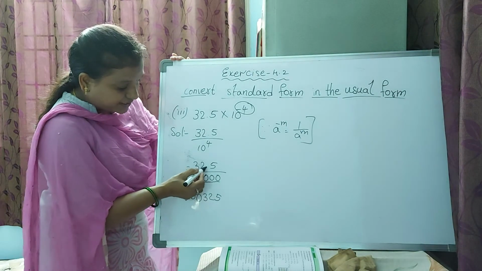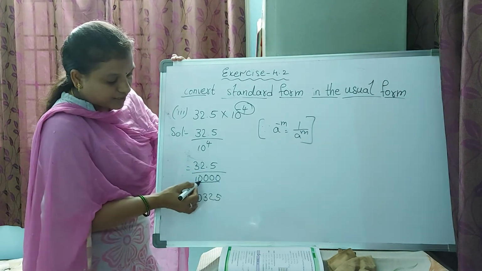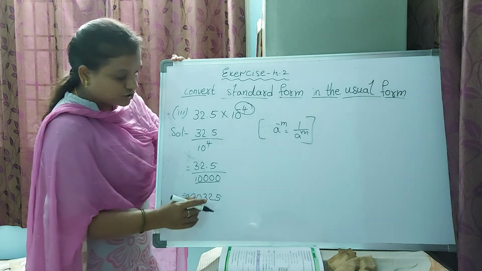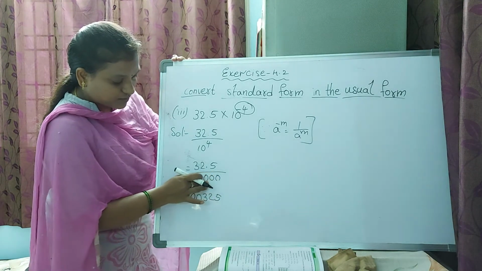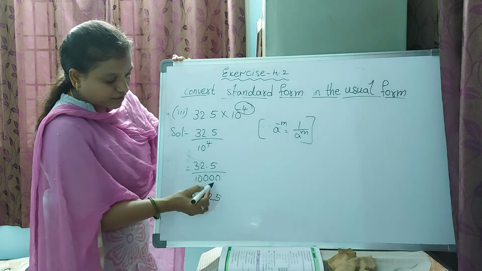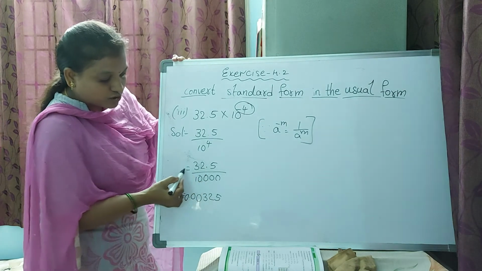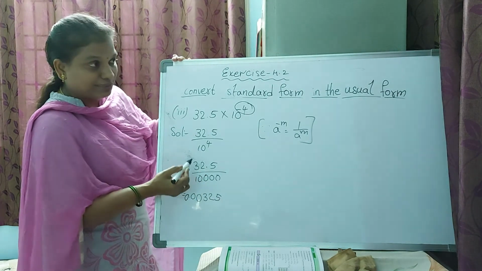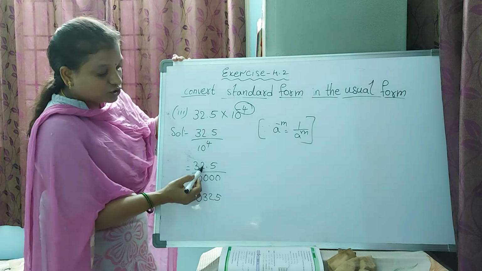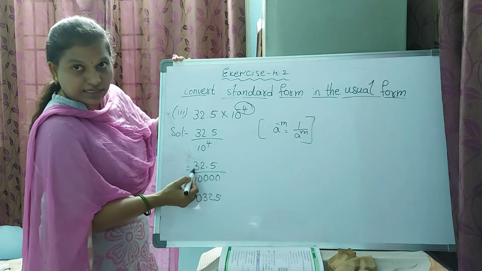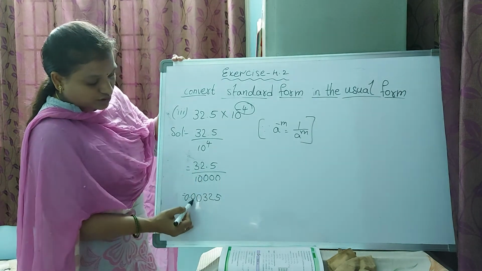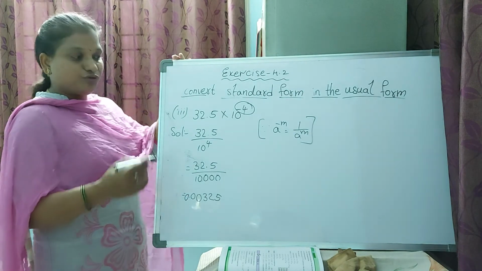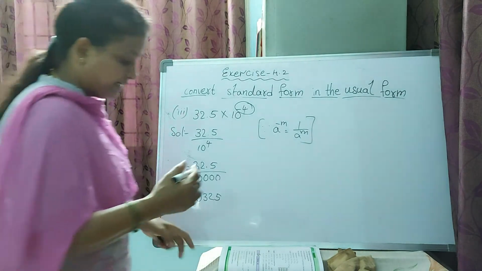See here the point is here, divided by 10,000. By 10,000 means the point should move towards 4 digits before. That means left hand side it should move. So here already 2 digits are there. You keep 2 zeros and put the point. If you see one more problem, you will understand nicely.